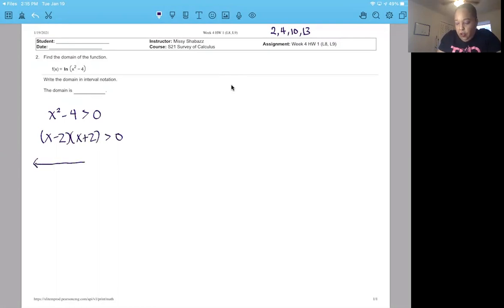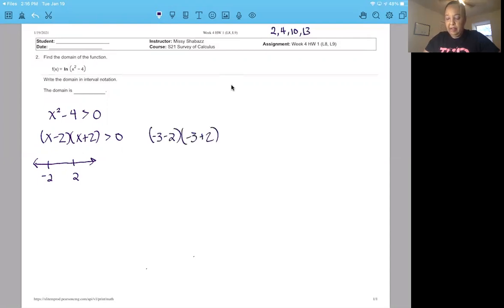I'm going to choose those two zeros to be on my number line, -2, +2. And I'm going to find where it's negative and where it's positive in those intervals. I'm going to choose a number in each of those intervals. I'm going to start with numbers less than -2. So let's try -3. If I plug in -3, I get a -3 minus 2, a -3 plus 2. So I'm going to get a negative times a negative, which is positive.